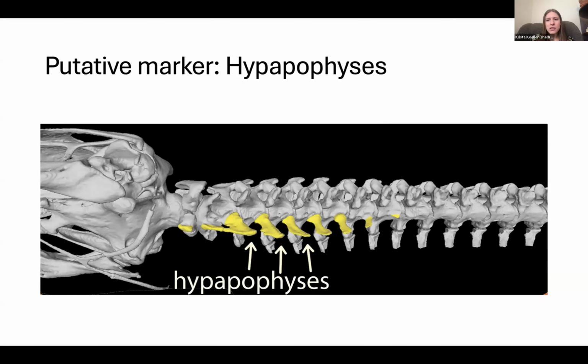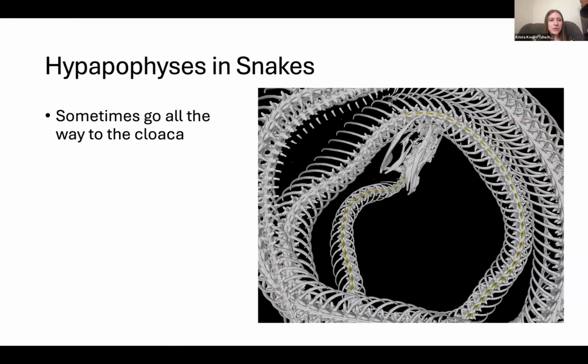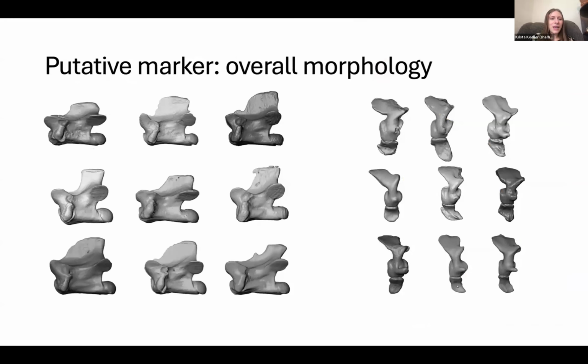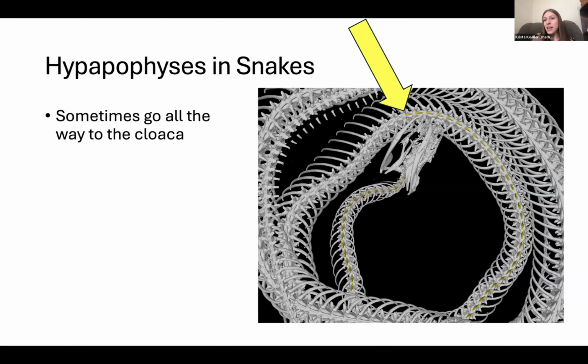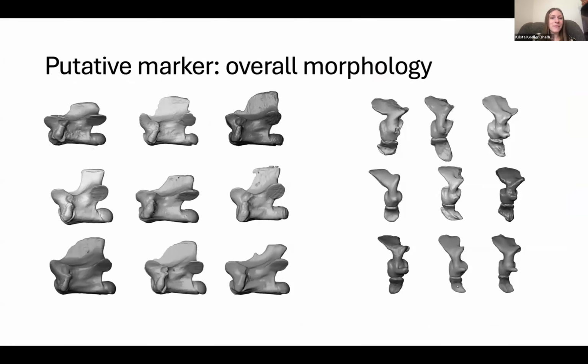And they serve for muscle attachments. Egg-eating snakes use them to slice eggs open. But they're really associated with the neck region in most lizards. However, in snakes, sometimes they go all the way to the cloaca. This particular specimen has 54 vertebrae with hypapophyses on them. And if we use hypapophyses as the neck-trunk boundary marker, that means that sometimes snakes are all neck, and that there's a lot of variation within snakes for where the neck-trunk boundary would be.